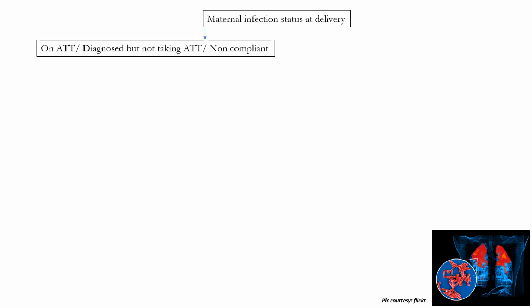In these patients, we must first look at maternal infection status at the time of delivery. Now suppose the mother is on ATT, she is diagnosed but not taking ATT, or she is non-compliant with therapy. Then in that case, we must look for clinical evidence of congenital TB.